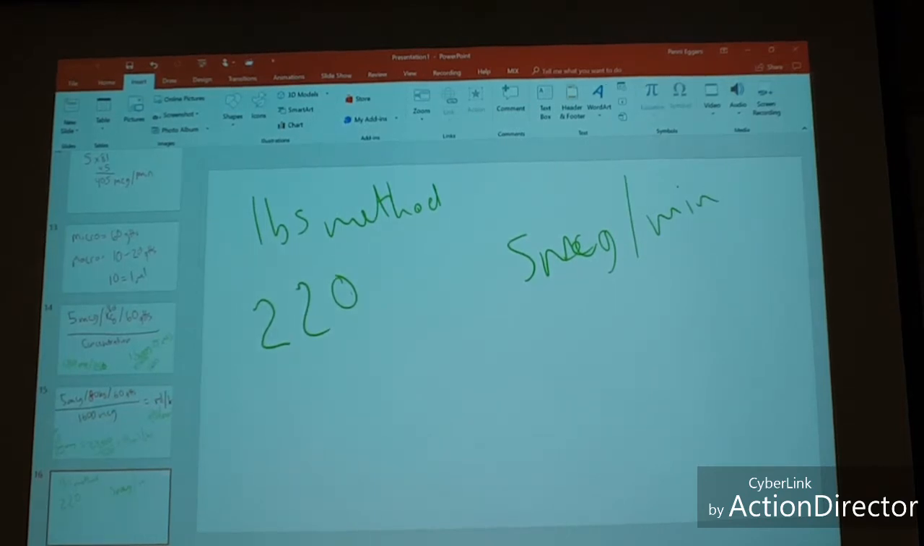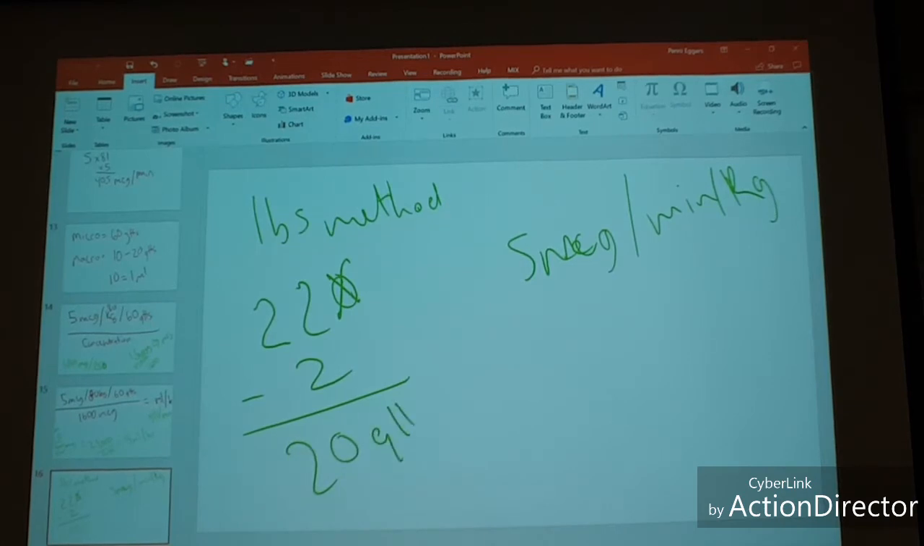So let me write it out simply for example. I'm going to take my pounds, drop this number, take away 2, which makes 20 drops per minute. This is for 5 mics.